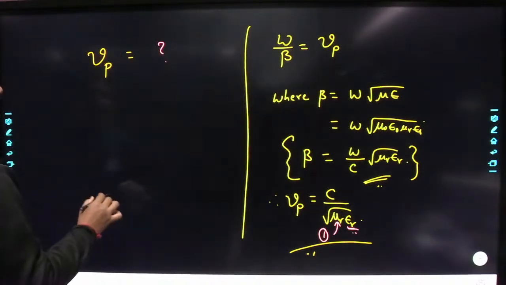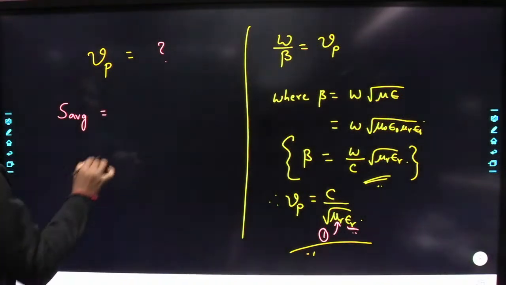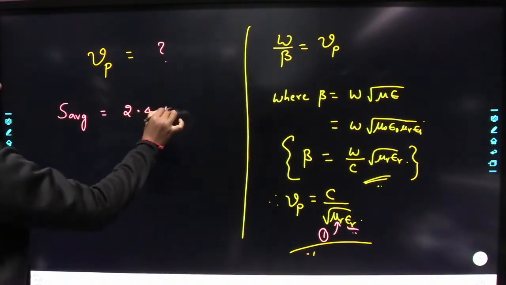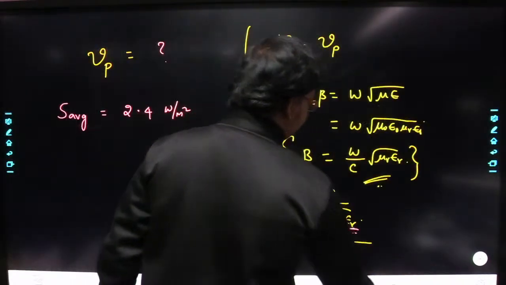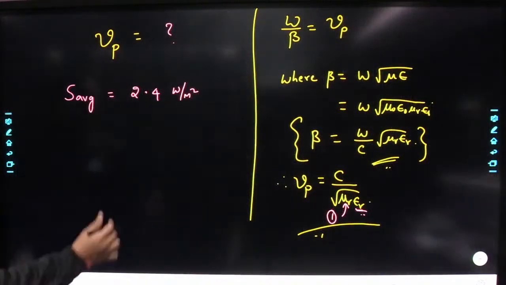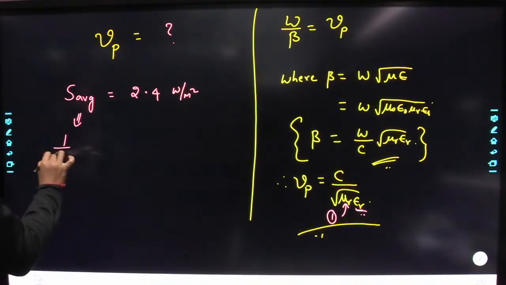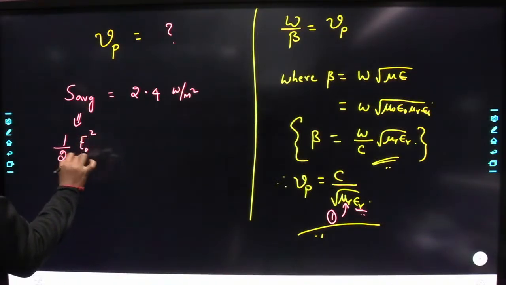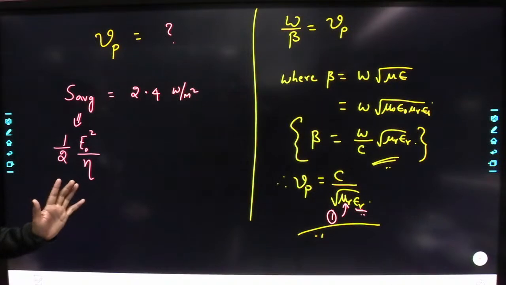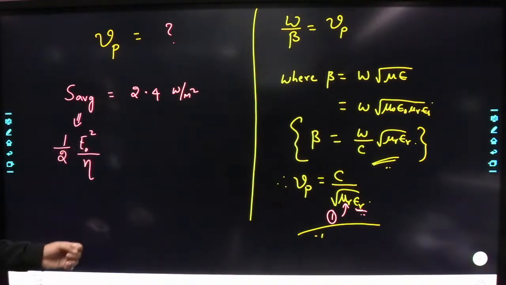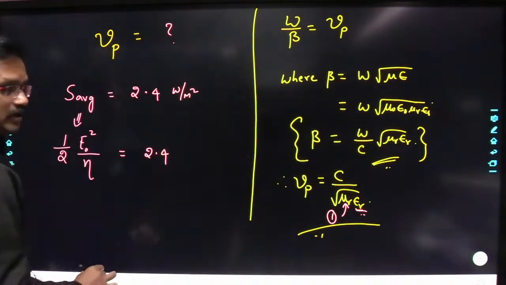So they are asking to determine phase velocity. Here they have given the average power density S average equal to 2.4 watt per meter square. And in a lossless medium, we know that the average power density is equal to half into E naught square divided by eta, where eta is the intrinsic impedance for the lossless medium, right? So this is equal to 2.4 watt per meter square.